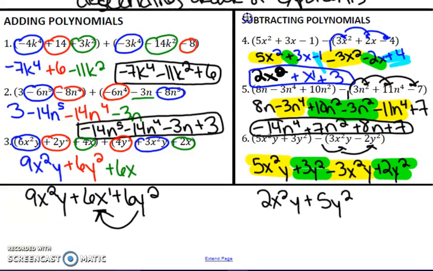Circle your like terms. If you prefer highlighter, highlight the different like terms. But make sure, as part of a like term, the exponents need to match each other. Don't add them together, but make sure you have n to the second added to the coefficient of n to the second. You can't add n to the second and n to the fourth.